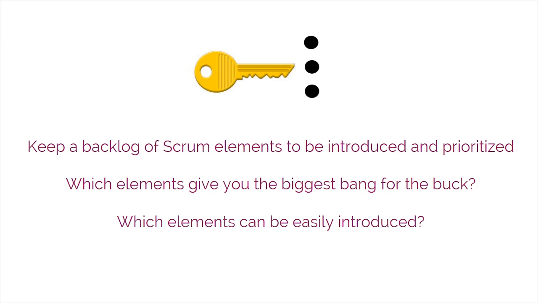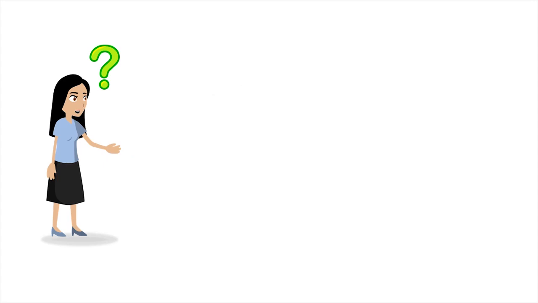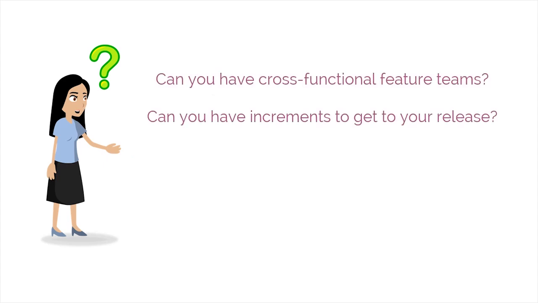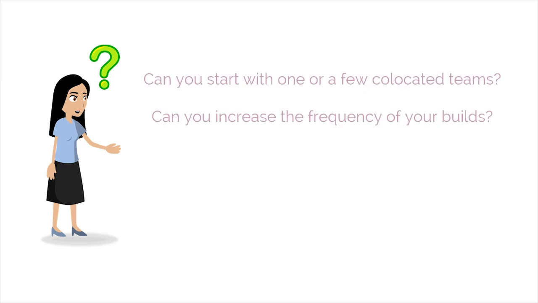There are some key points to note here. First, keep a backlog of Scrum elements to be introduced and prioritized. Second, consider which elements give you the biggest bang for the buck. And finally, which elements can be easily introduced. Now at this point, we have to ask a few questions, such as, can you have cross-functional feature teams? Can you use increments to get to your release? Can you start with one or a few co-located teams? And if you cannot do continuous integration, can you increase the frequency of your builds?